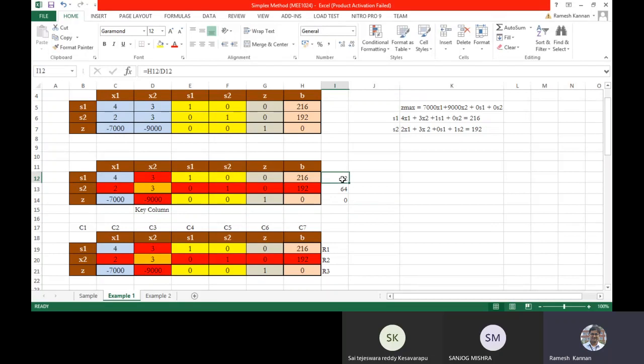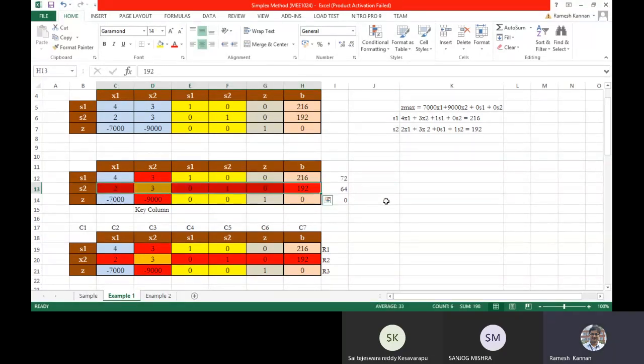What you have to do is take B divided by the key column. 216 divided by 3 will give us 72, and 192 divided by 3 will give us 64, and 0 divided by minus 9000 is 0. Among these, the least positive value will be our key row. In this case, the least positive value is 64, so this particular row will be our key row.